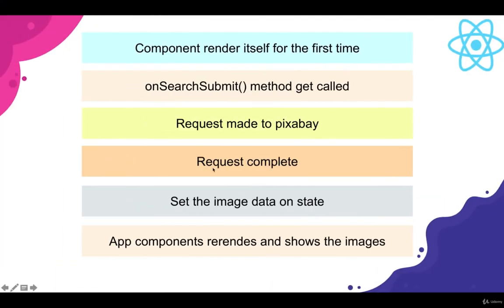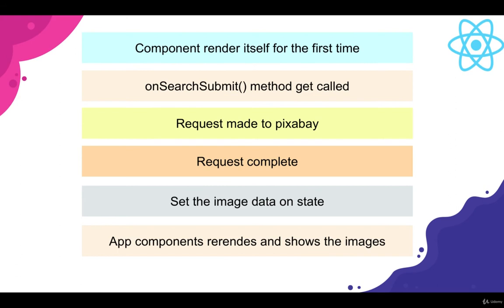And then when we finally get a response, then we want to use that image data to update what our app component is showing. And in order to get our app component to re-render, we're going to have to call the setState function. And then setting our images as state on the app component will cause the app component to re-render, and then we can use that as an opportunity to show the list of images.